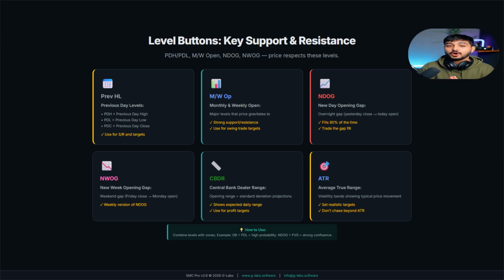NDOG is new day opening gap, the overnight gap between yesterday's close and today's open. Price fills this gap 80% of the time. NWOG is the weekly version. CBDR is opening range projection, shows expected daily range based on volatility. Use these levels for targets and stop placement.